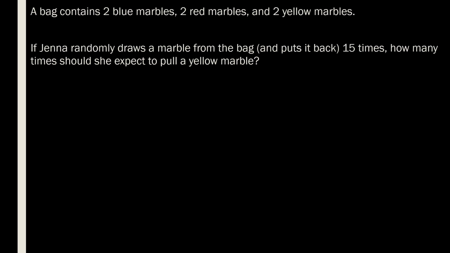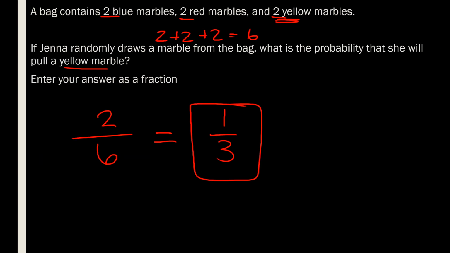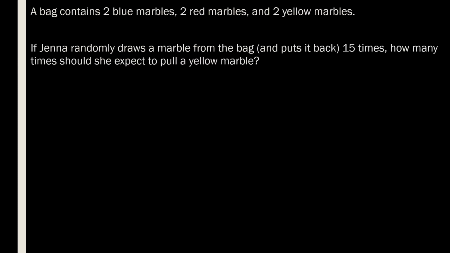So if we think back to the problem that we just did, the probability of pulling a yellow marble was this 1 over 3, right? We already solved that. So she has a 1 out of 3 chance of pulling a yellow marble. If she wants to know how many times she can expect it if she does this experiment a total of 15 times, remember, your total goes on the bottom, okay?